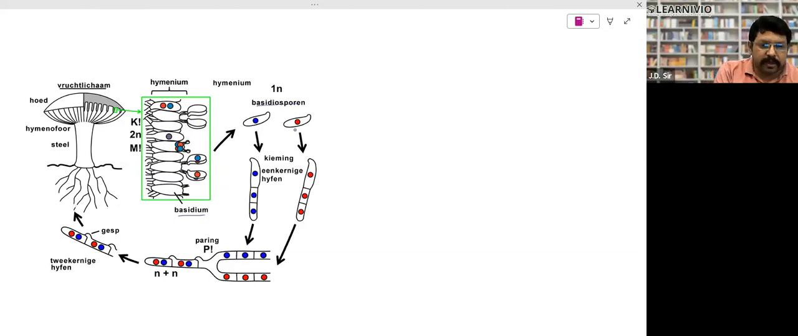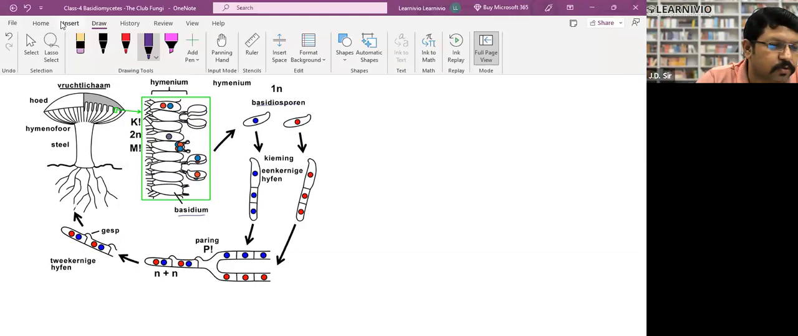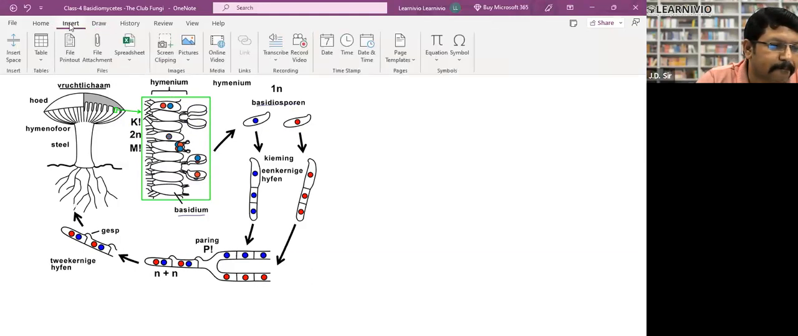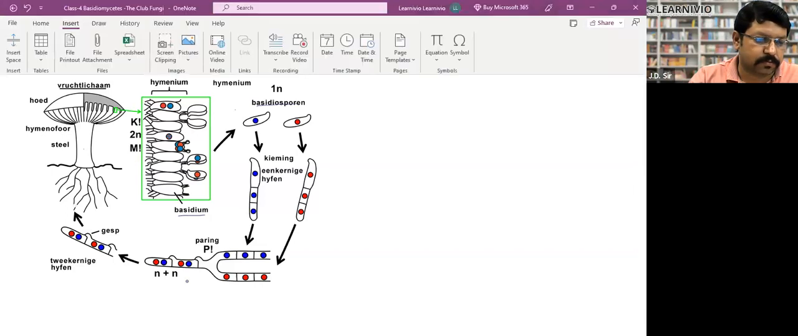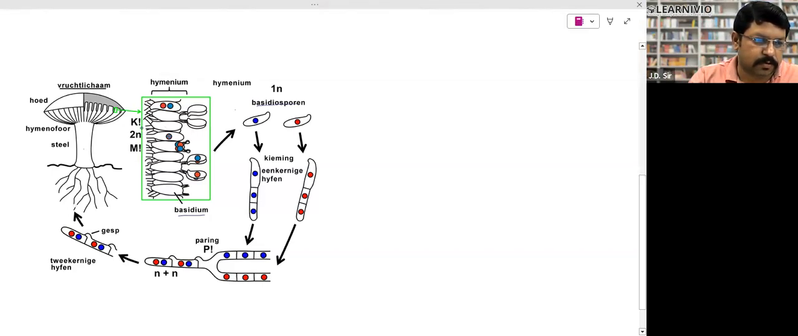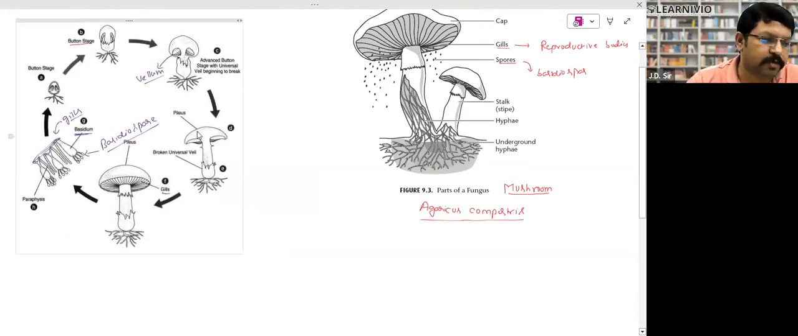Don't use this diagram. Basically, it's written in French. It's not written in English. The labeling is not in English actually, so don't use this diagram. Remove this diagram. Try to understand from here only, right?